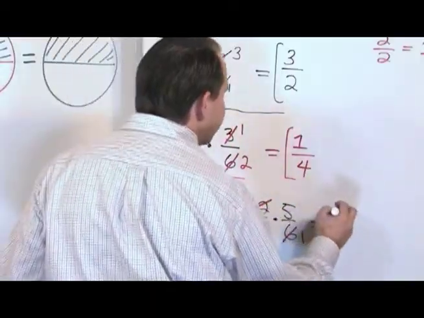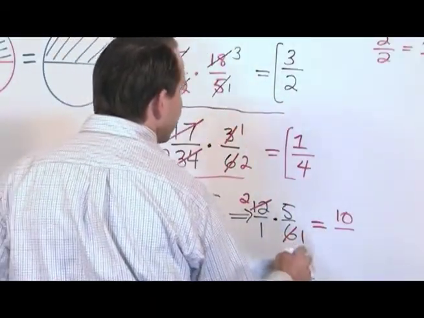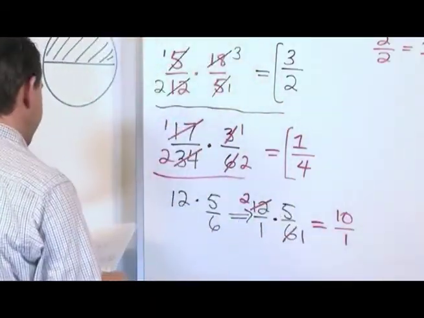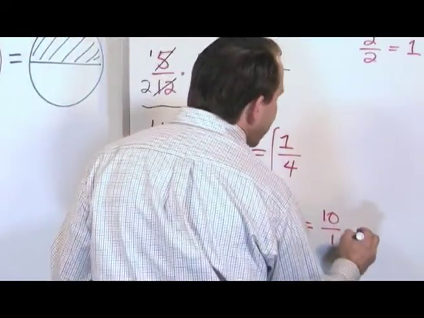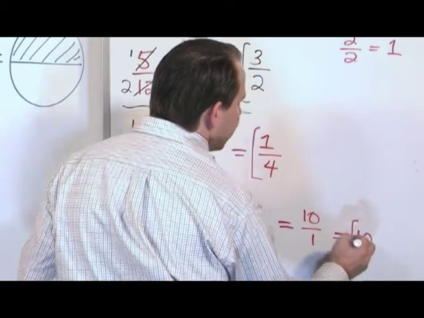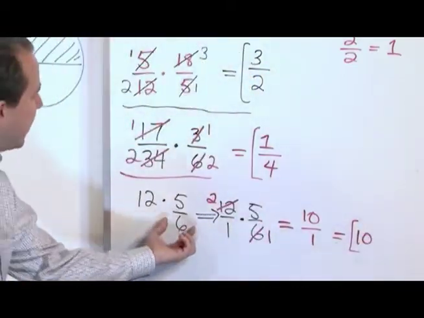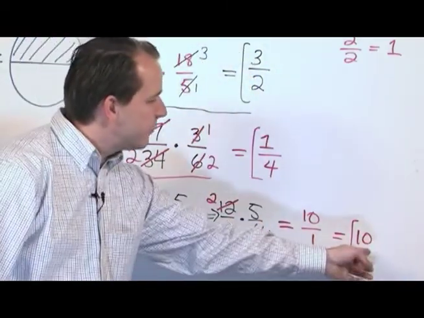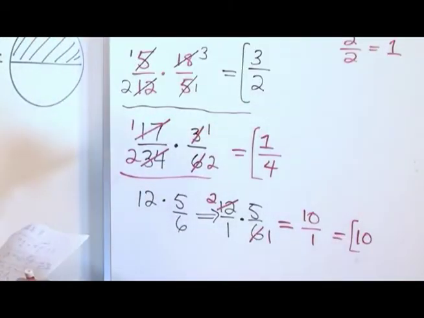2 times 5 gives me 10. 1 times 1 gives us 1. Now I can circle the answer and say 10/1, but don't forget fractions are just division. So 10 divided by 1 is 10. And that's the answer. So if you take 12 and multiply by 5/6 in your calculator, you'll just get the number 10. That's going to come out the answer.